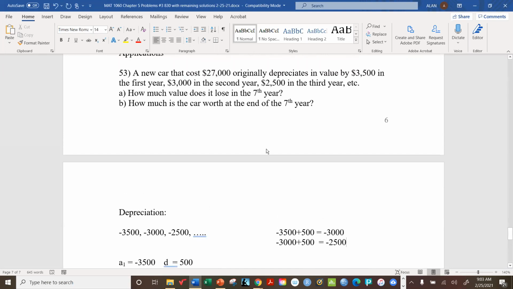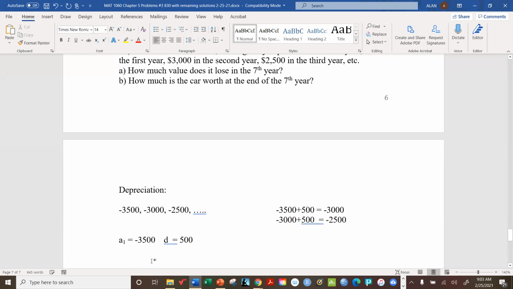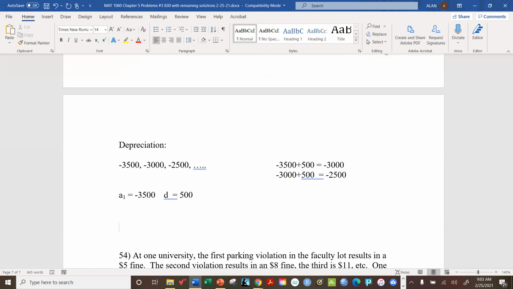So the question here is, how much value does it lose in the 7th year? That simply means what is the 7th term in the sequence? So you can interpret that to mean we want to calculate A7. Now remember, this is an arithmetic sequence, so we're going to use the special formula for the arithmetic sequence, which is AN equals A1 plus n minus 1 times d.